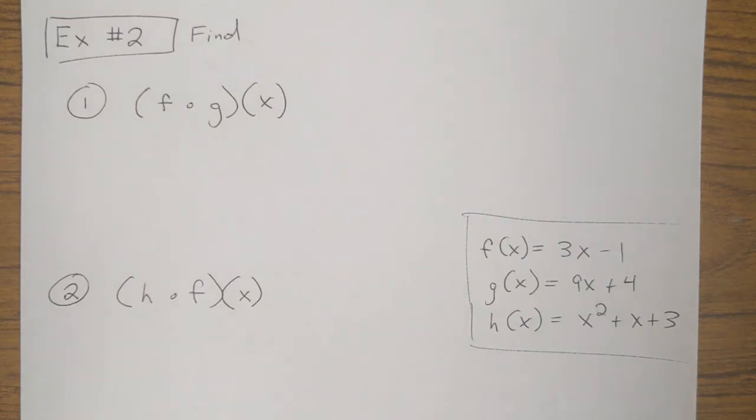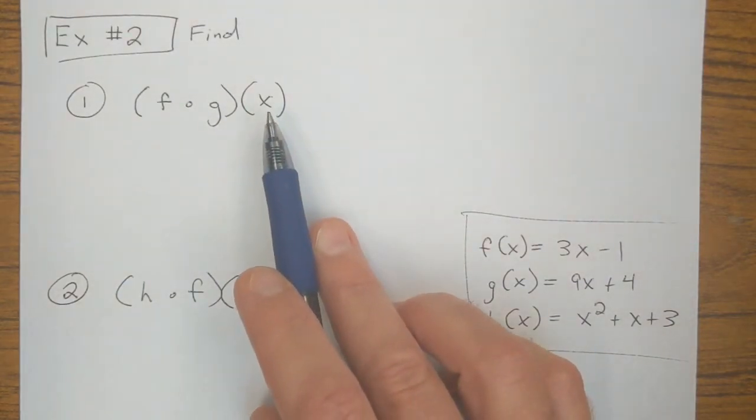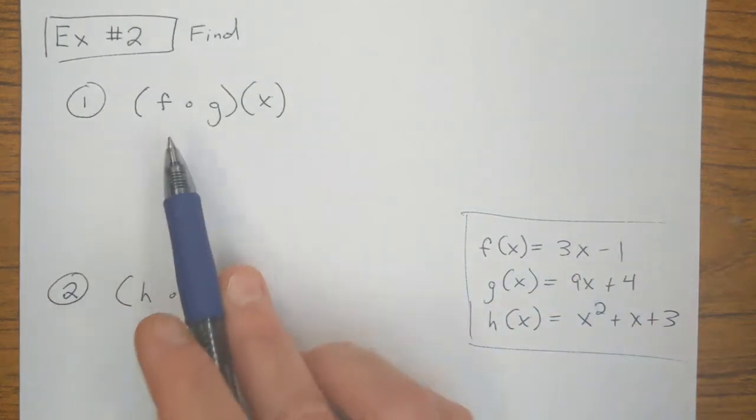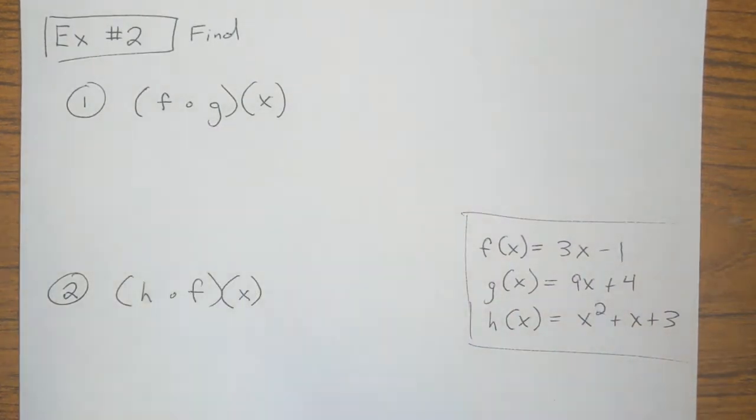So in the last half of this lesson, you probably know what's coming here. We're going to stop doing numerical inputs and let's do some compositions that have variable inputs. So this is F circle G of X. Let's see what we find here.